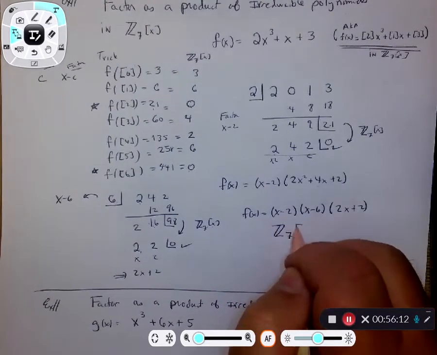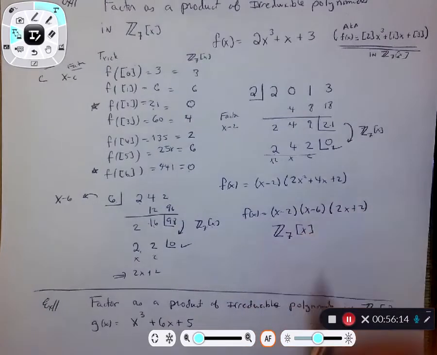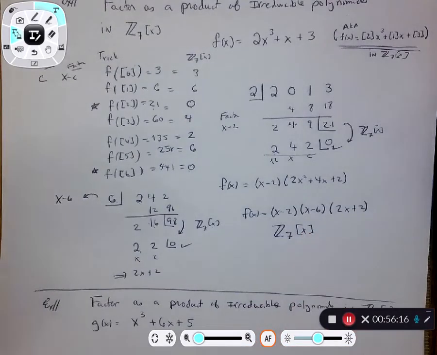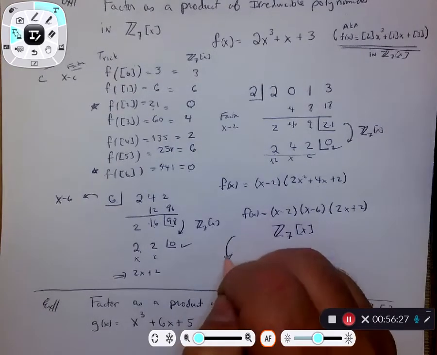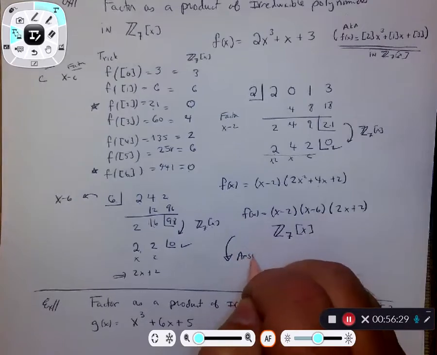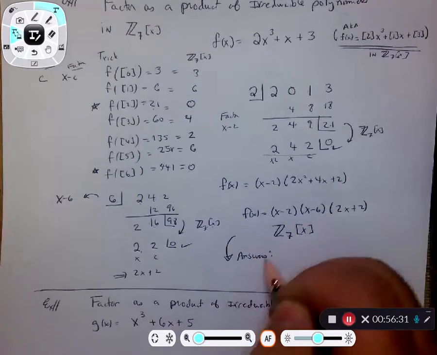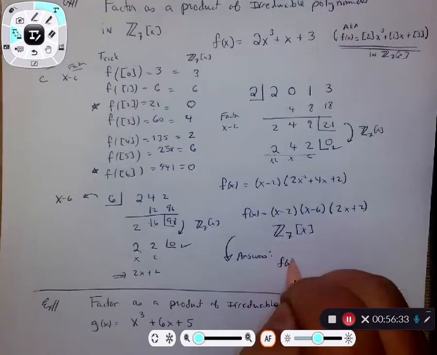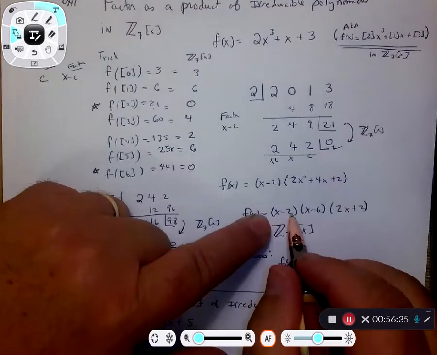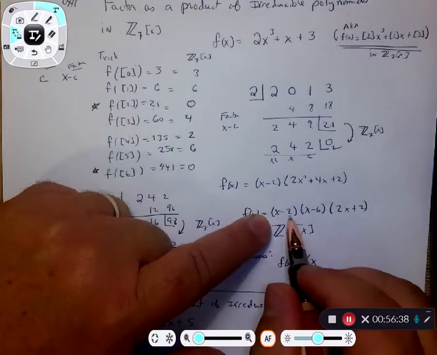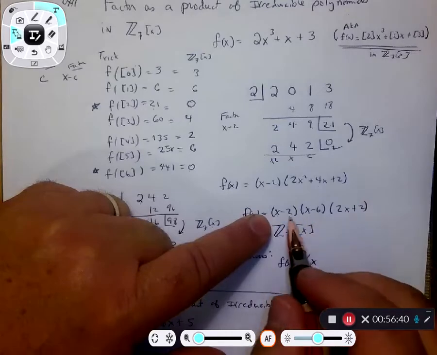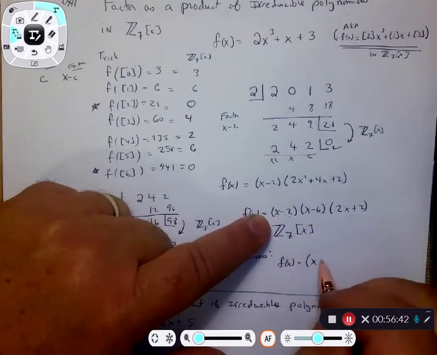We want to put it back in Z7 adjoin x. The coefficients have to come from Z7, 0 through 6, and they're positive. There's no minus on this. I want the equivalent positive equivalence class. So the actual answer, and there are going to be 2 of them we would accept, but here it is. f of x would be equal to, instead of x minus 2, you don't want a minus 2. You want to add 7. That'll be x plus 5.